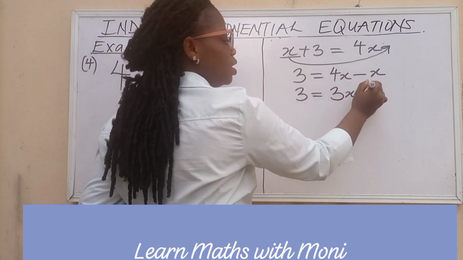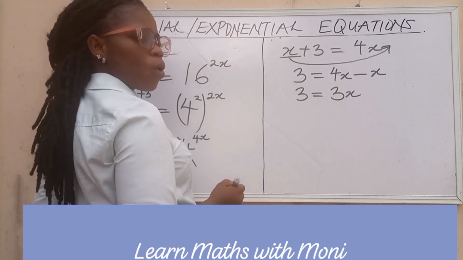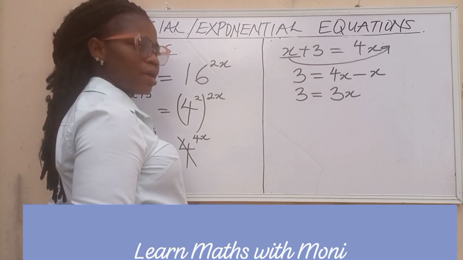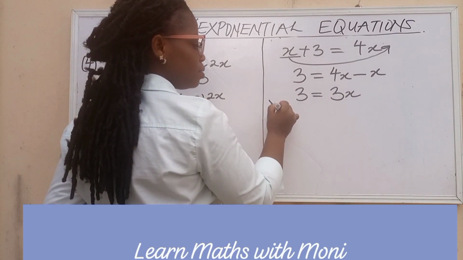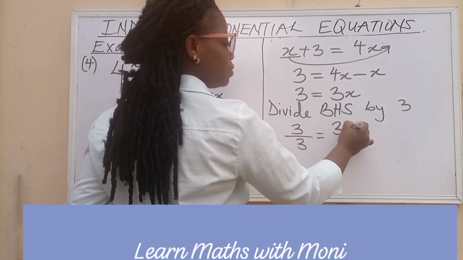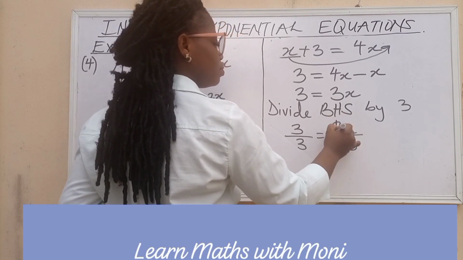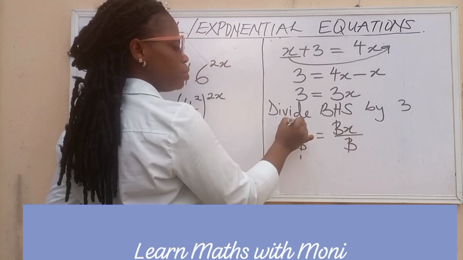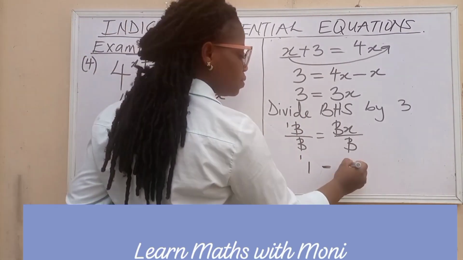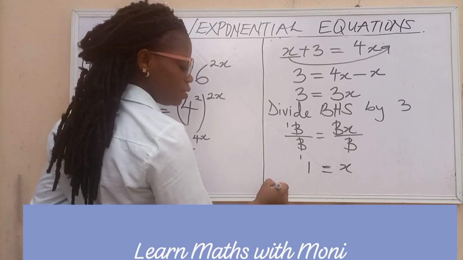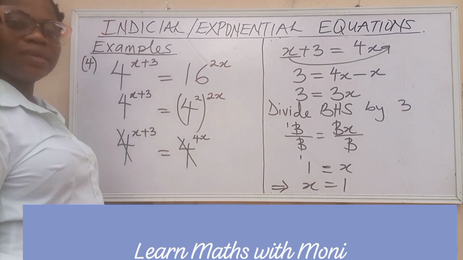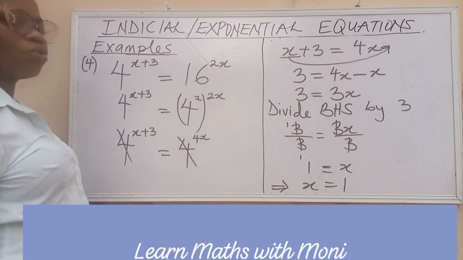That gives 3x. The coefficient of x here is 3. So we use 3 to divide both sides. We divide both sides by 3. So I have 3 divided by 3 equals to 3x divided by 3. 3 divides 3 1. 3 divides 3 1. So I have 1 is equals to x, which is the same thing as x equals to 1. So the x that is sought after is equals to 1.